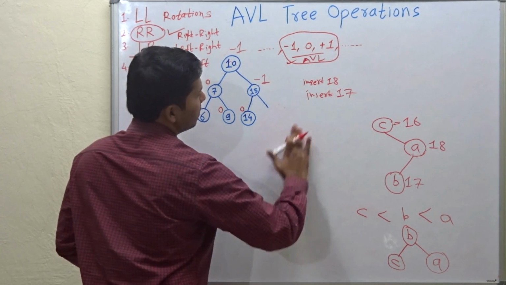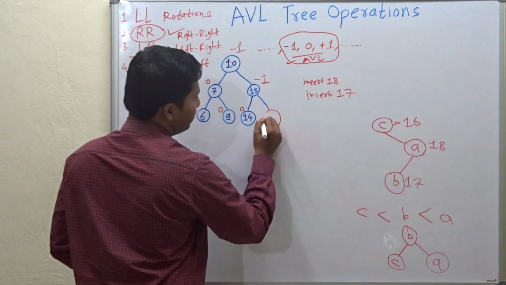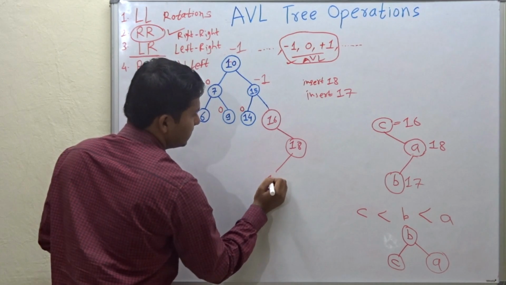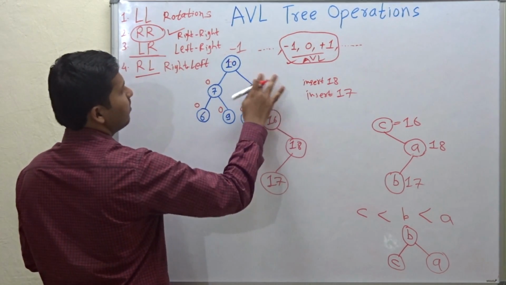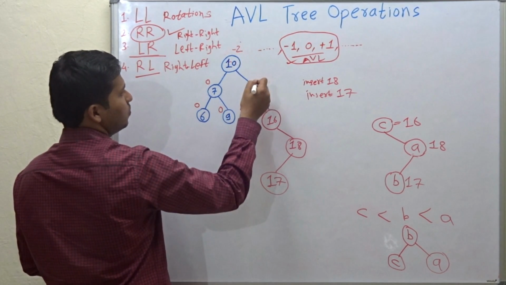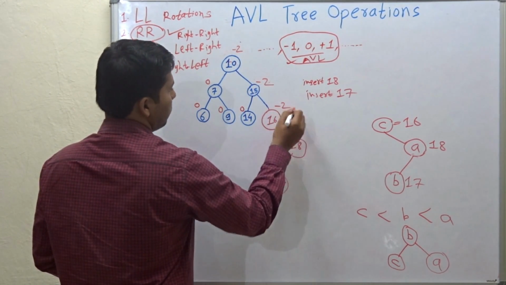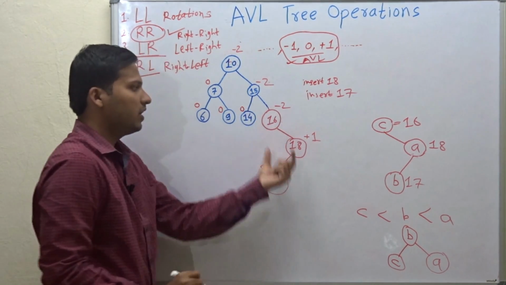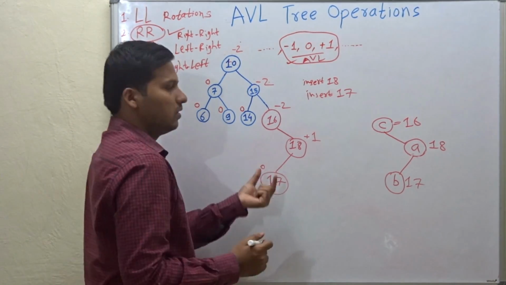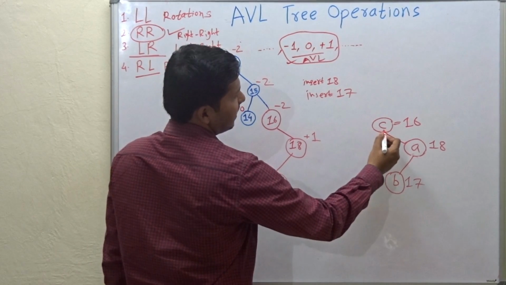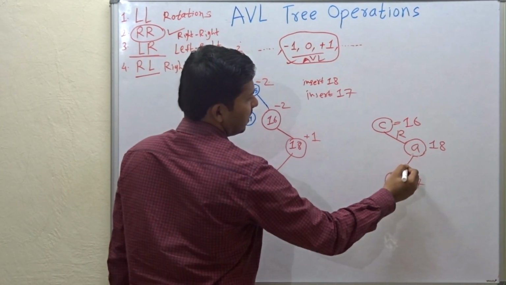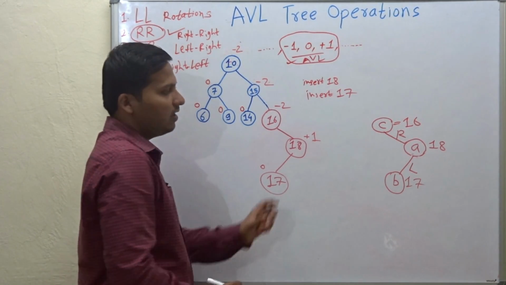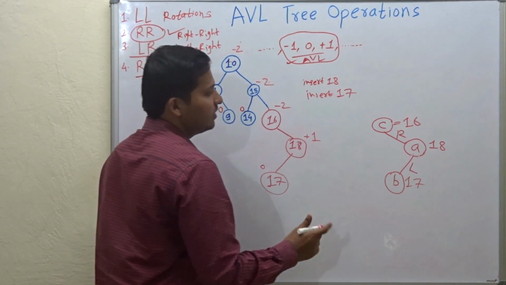I will show you. For that I will write it as it was previously. So it was 16, then 18, 17. Okay, and balance factors were minus 2, minus 2, minus 2, plus 1 and 0. So this was the previous situation. Now see here, this is a right left imbalance, RL. So for this RL imbalance we will divide it into two steps.